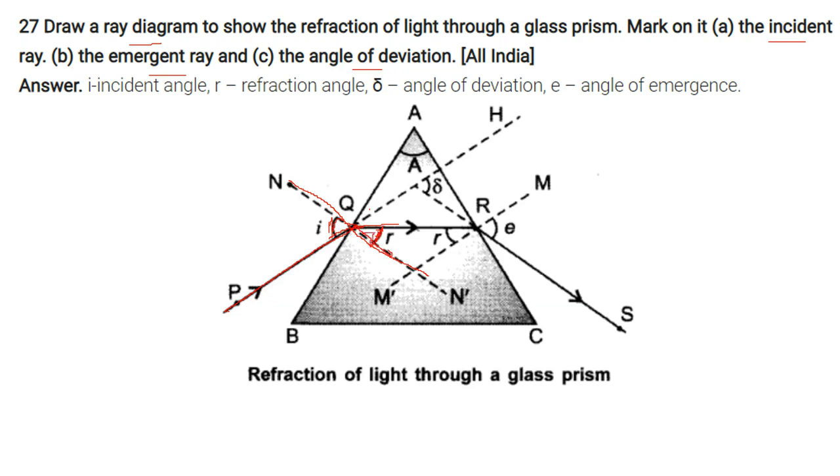Now it reaches here and again changes the medium. This is the normal to this surface. Now it bends away from the normal. The angle which the incident ray and the emergent ray make with each other is the angle of deviation, which is delta. So i is the angle of incidence, r is the angle of refraction, delta is the angle of deviation, and e is the angle of emergence. This is the refraction of light through a glass prism.